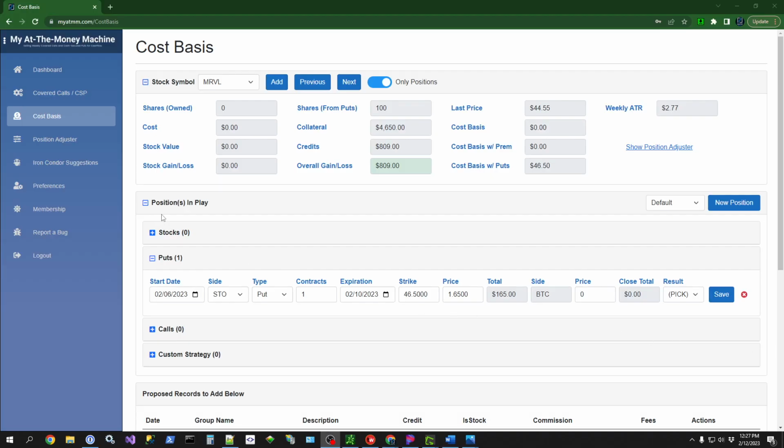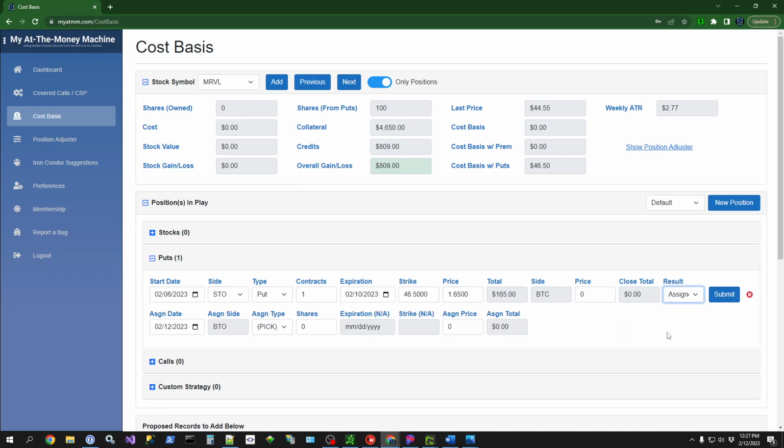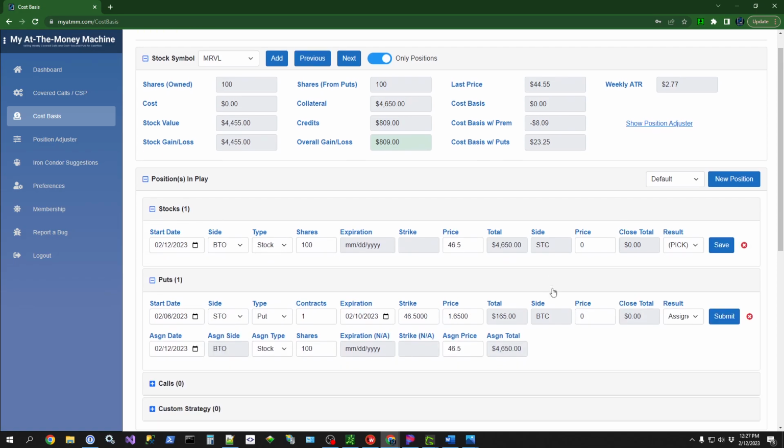Okay, here we are at the cost basis page. I've already filtered it down by the positions. Marvell is the only one that we have. So the put was assigned, so we need to set the result to assigned, and the assignment type was stock. We did 100 shares because we only did one contract. The assignment price is $46.50. So go ahead and click submit, and then it will move up into the stocks group. You'll see the 0 change to a 1 as soon as I click this. So I click submit. It generates the position, and now you can see that up here.